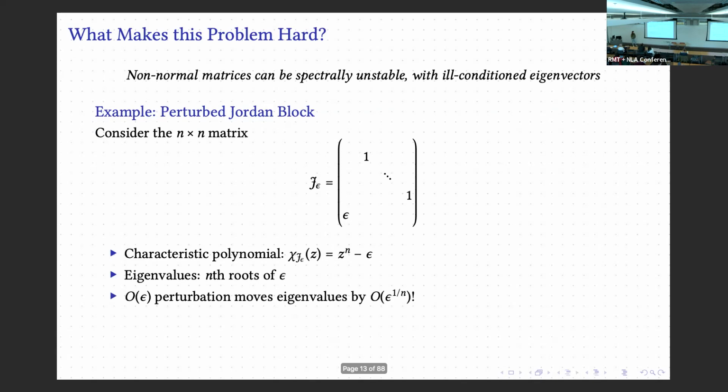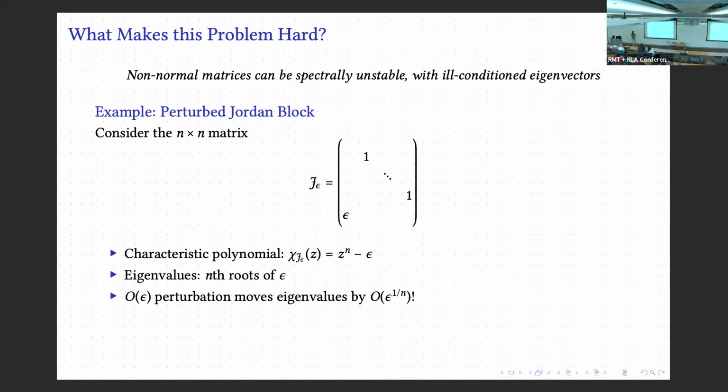To put that another way, an order epsilon perturbation, a very small perturbation, from J0 to J epsilon moves the eigenvalues by epsilon to the 1 over n, which is a lot, right? And so this means that if you wanted to solve the forward error version of the eigenproblem on this matrix, you would need to use a ton of precision. It'd be very expensive.